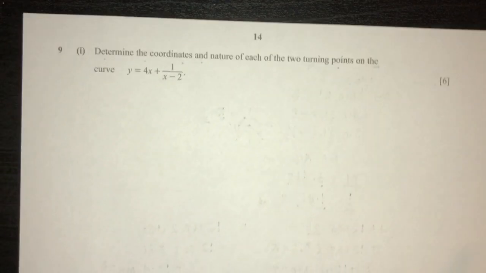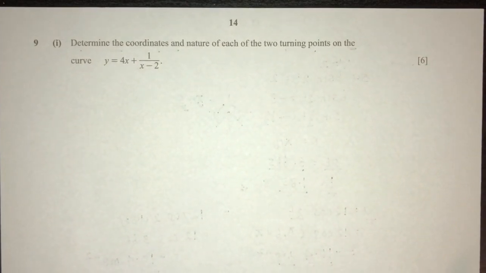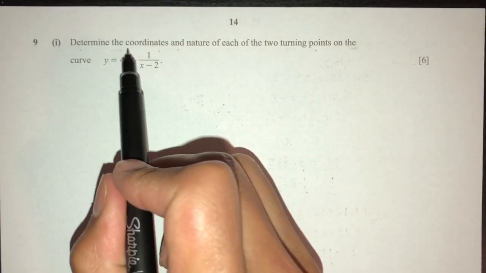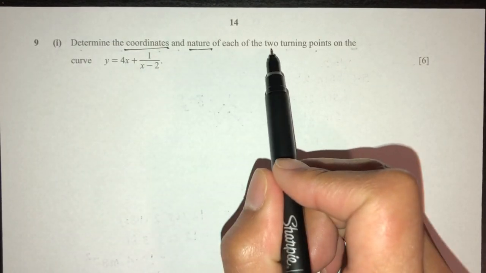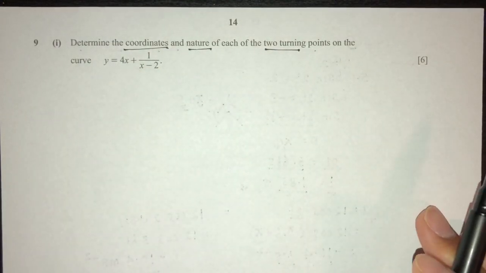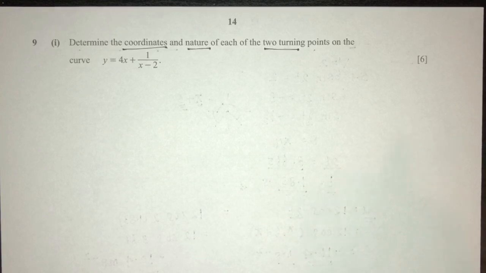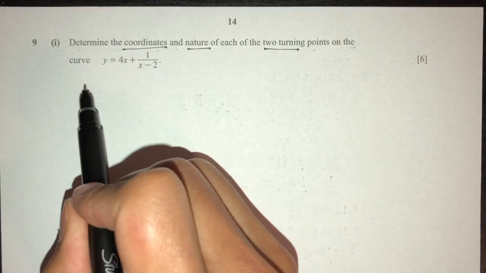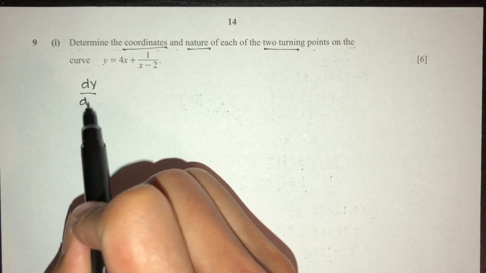Let's move on to question number 9. So part 1, determine the coordinates and the nature of each of the 2 turning points on the curve. So first let's find the points, right? To find the points we have to find dy by dx.